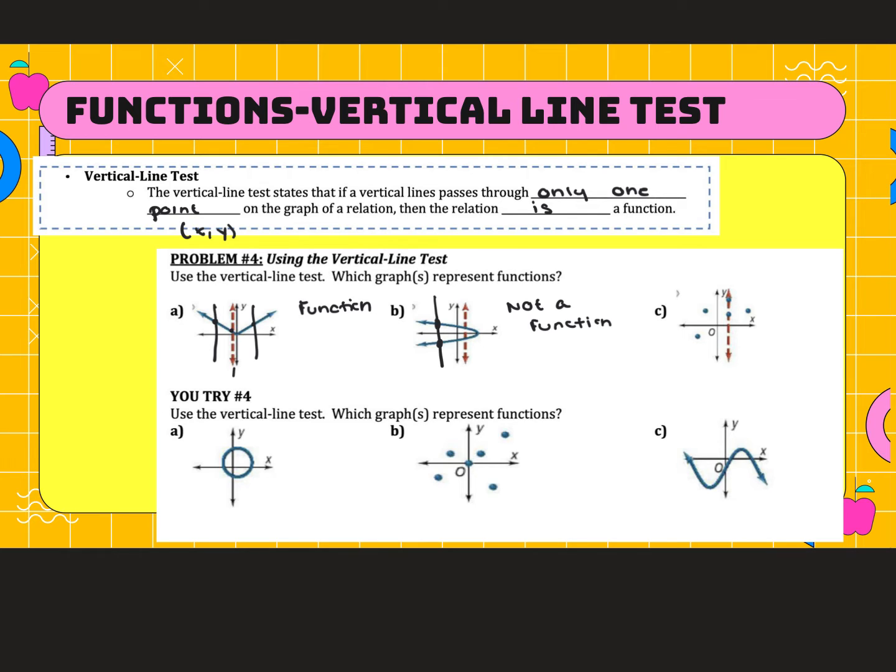All right, and for C, I can see here that this is not a function because there's a point there and a point there. So again, this x value has two different y values. So this is not a function.